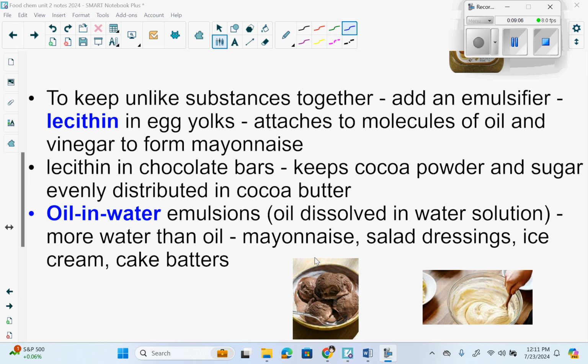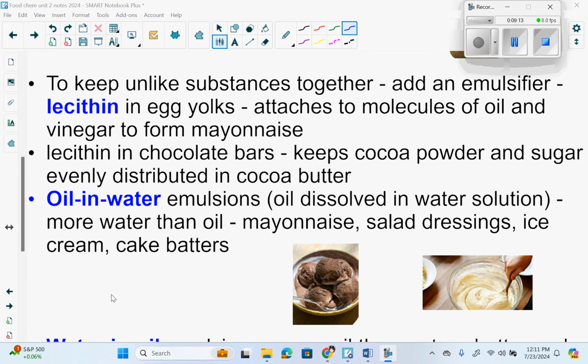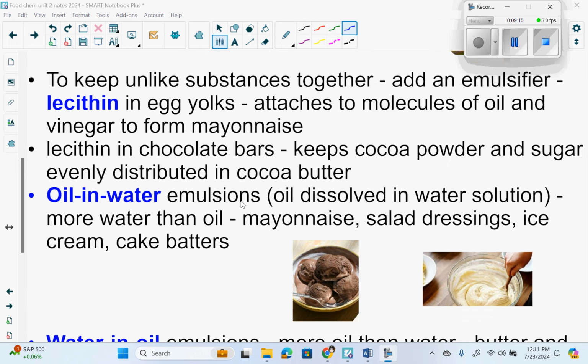Lecithin in chocolate bars keeps the cocoa powder and sugar evenly distributed in the cocoa butter. And there are 2 types of emulsions. You have your oil in water emulsion, so oil is dissolved in a water solution. So you have more water than oil.